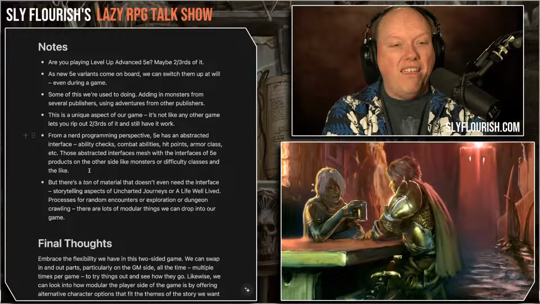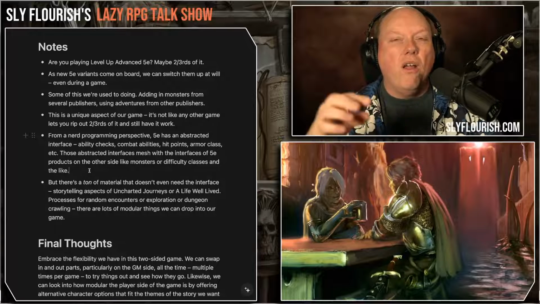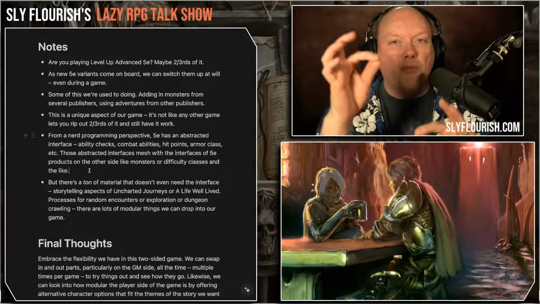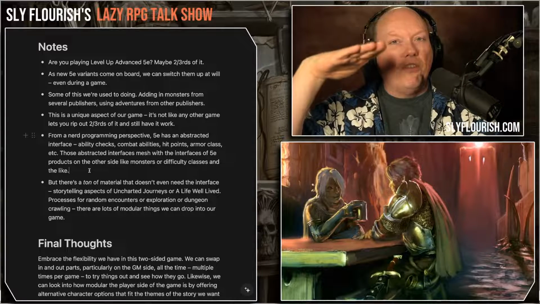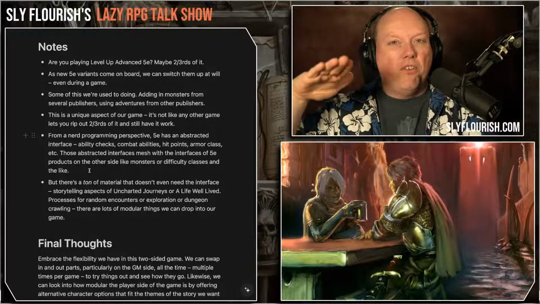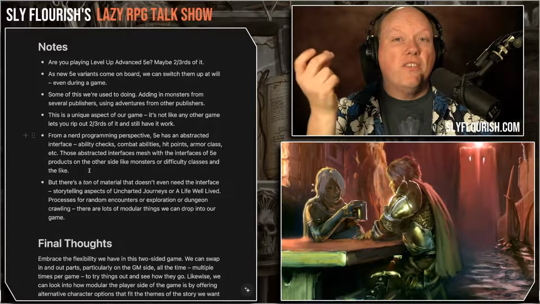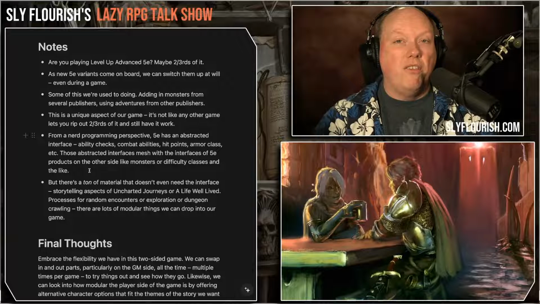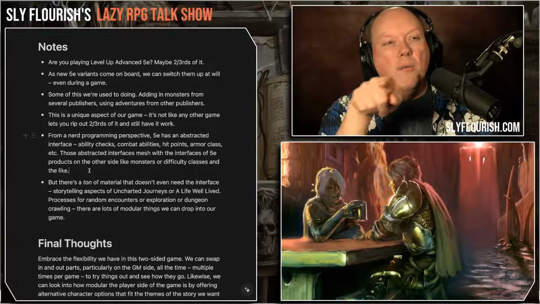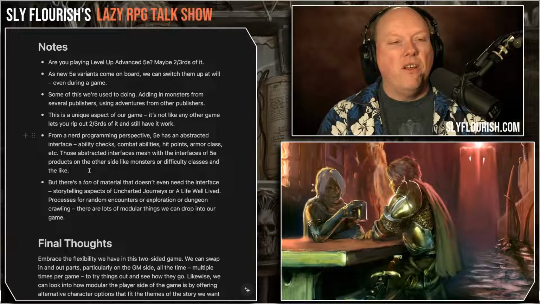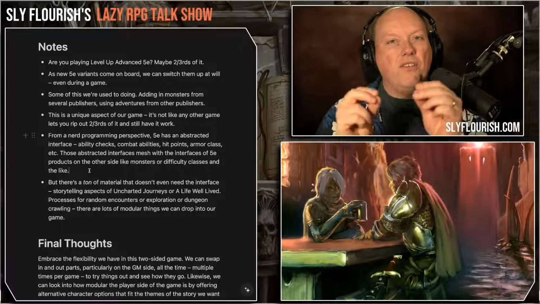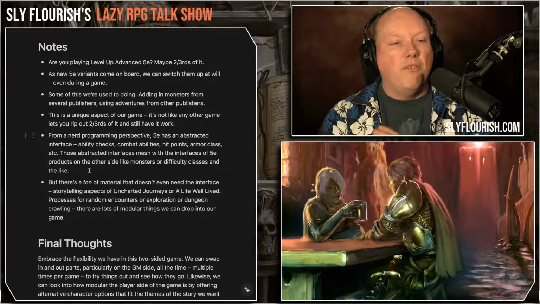5th edition has this sort of abstracted interface: ability checks, combat abilities, hit points, armor class, lots of other things, where those things all match up and there are certain expectations. We expect DCs to be within a certain range. We expect damage values to be in a certain range. Hopefully a CR3 is equivalent to another CR3 is equivalent to another CR3, although we know that that's not really true. But you saw me comparing multiple CR3s earlier, and you can see, okay, here's variance in these CR3s, but we can account for that variance.